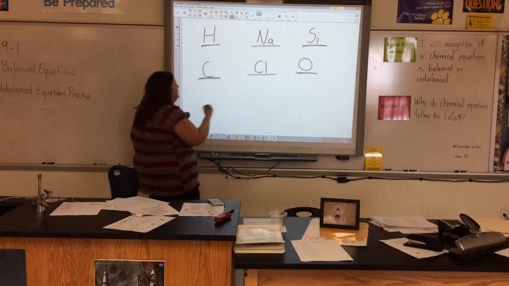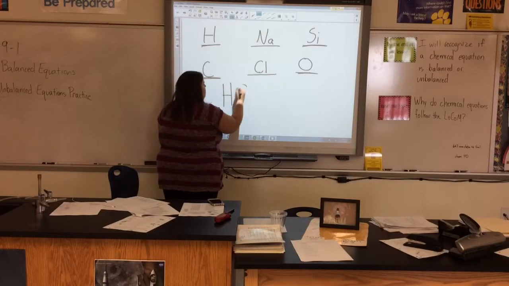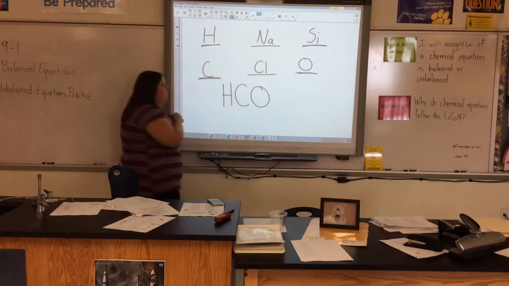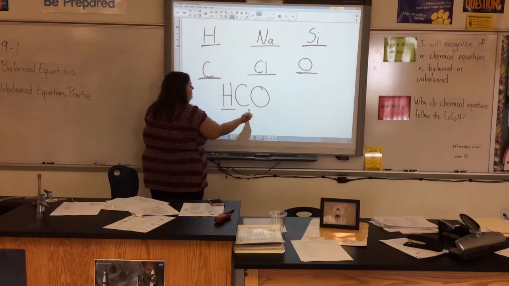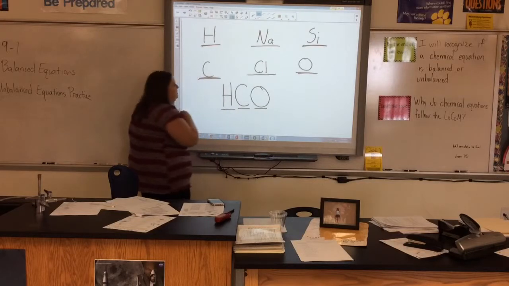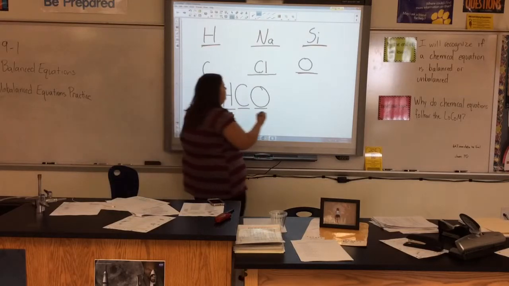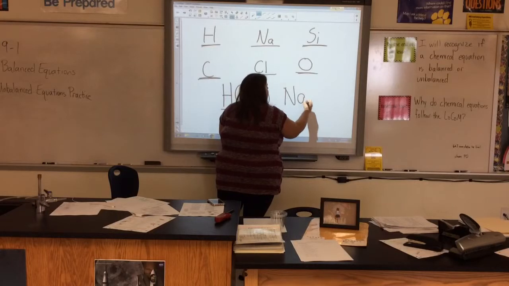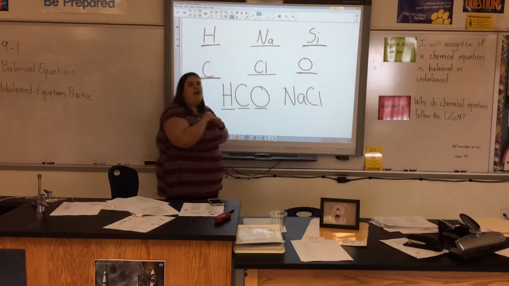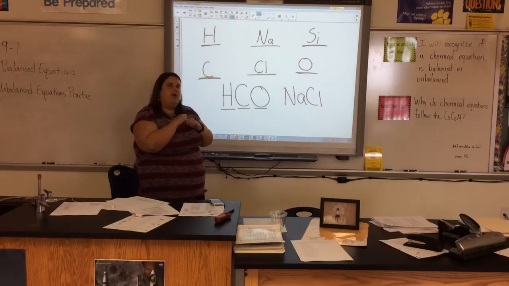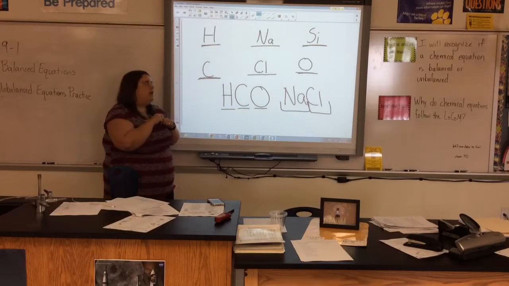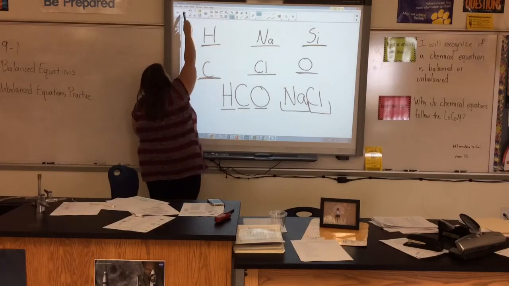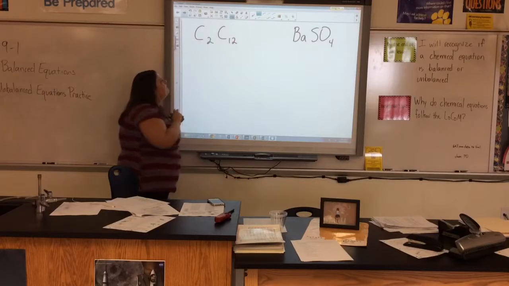Okay? So when I see HCO, I know that I have three elements present. I have hydrogen, carbon, and oxygen. If I have NaCl, I don't have four elements there. I only have two. I have Na as one, Cl as my second element. Okay? So now we're ready to talk about counting atoms.